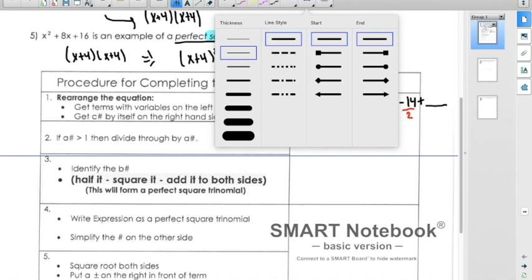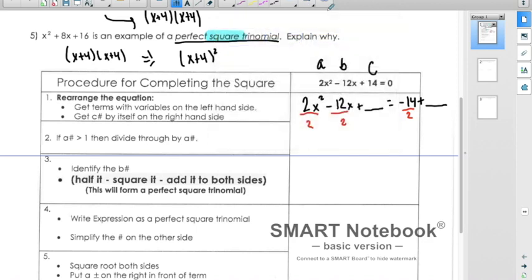And then when we divide everything out by 2, we'll get x squared minus 6x plus the blank equals negative 7 plus that same blank. All right, so step 1 is good. Step 2 is good. Step 3, identify your b value.